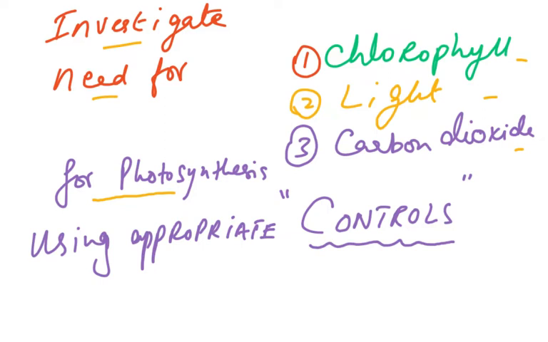And you also have to show me appropriate controls. And now what are controls? Controls are for a comparison. If you're saying chlorophyll is necessary, now this part has chlorophyll, so photosynthesis has taken place, but this part does not have chlorophyll, so photosynthesis did not take place. But how can we prove that?